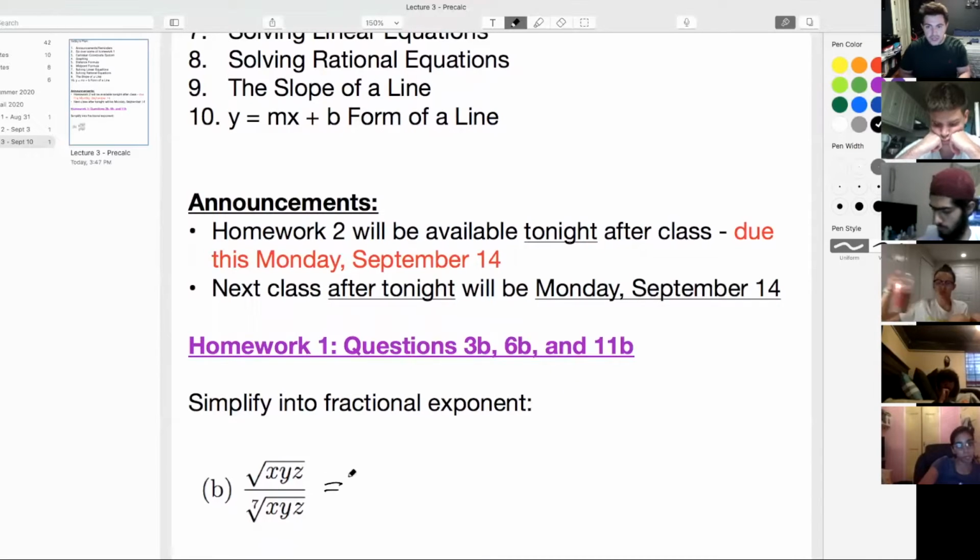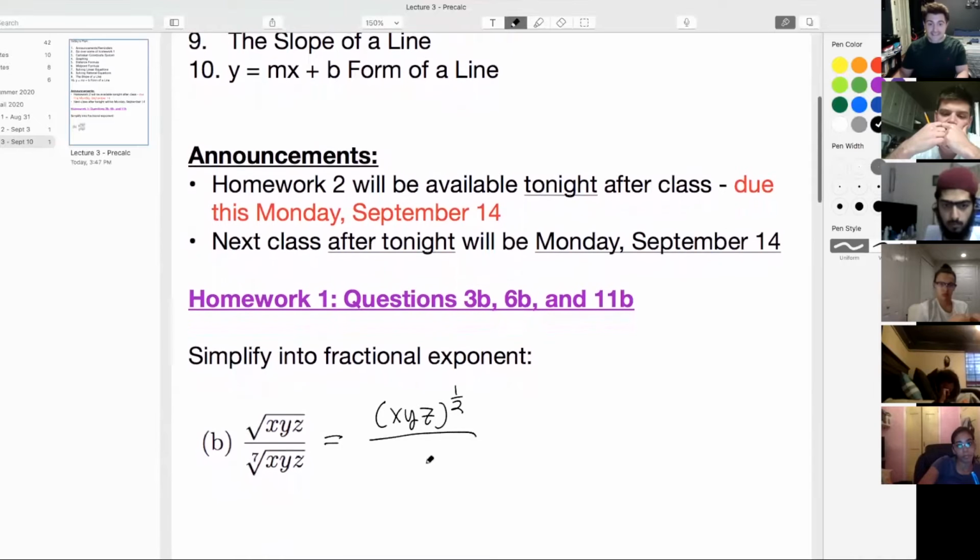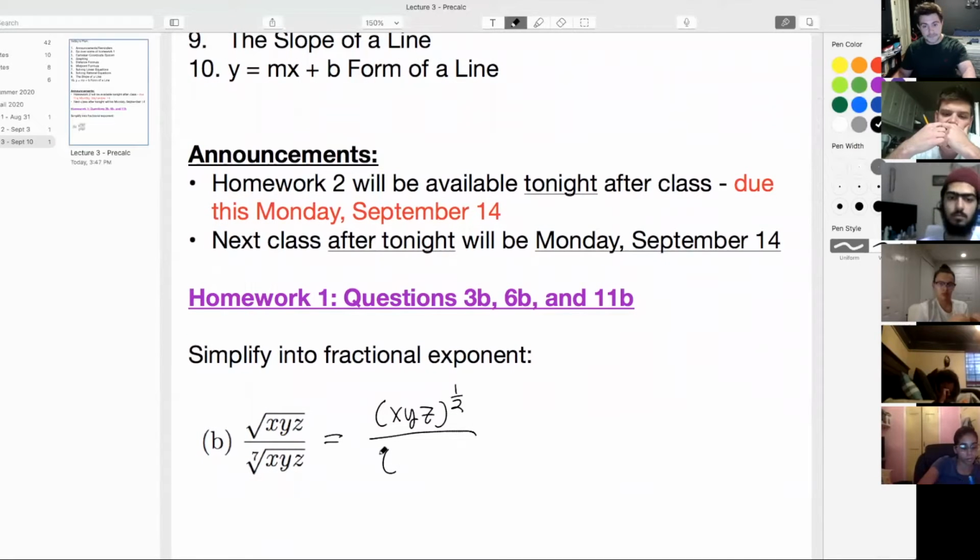So the numerator can be rewritten as a fractional exponent of 1/2. Okay, so a square root is the same as raising it to the 1/2 power. And the denominator, the seventh root, is the same thing as raising to the 1/7th power. Okay? So far good, just converting from radicals to fractional exponents. Next, we need to use our quotient rule. Okay, that's the rule that tells us we subtract the two powers. Okay, so this would be xyz to the 1/2 minus 1/7th power.